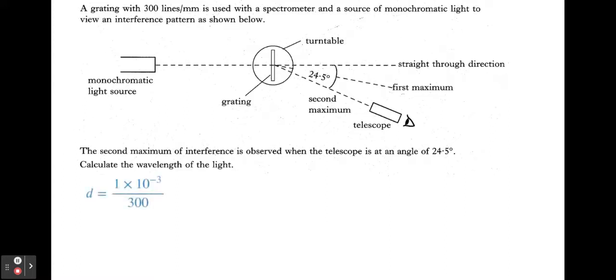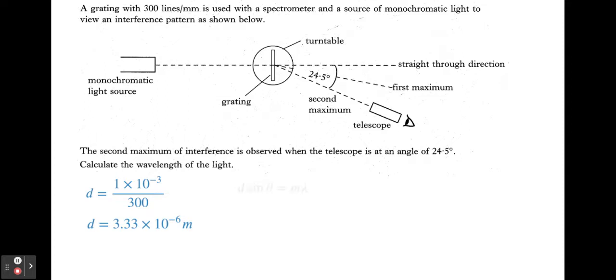So, first thing we need to know is how far apart the lines on the grating are. The number of lines per millimeter is 300. So to find how far apart the lines actually are, I take 1 millimeter, which is 1 times 10 to the power of minus 3 meters, and I divide that by 300. That tells me that the distance between the grooves on the grating is 3.33 times 10 to the power of minus 6 meters. So now I know my d value.